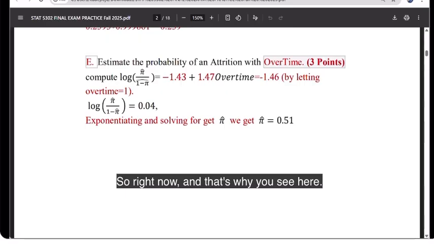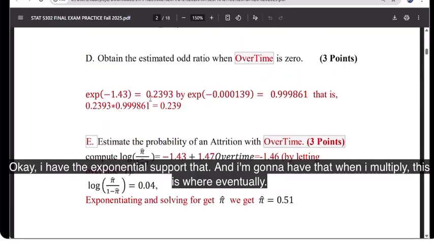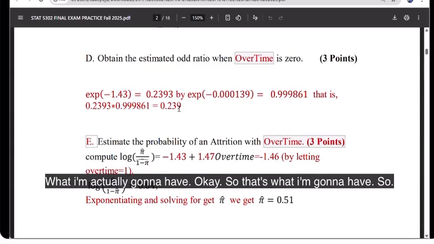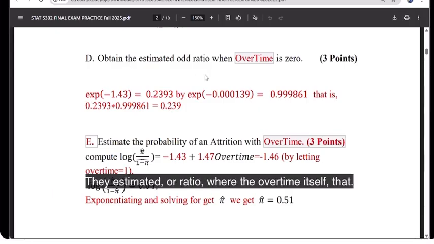So right now, that's why you see here I have the exponential raised to the power of that, and I'm going to have that when I multiply. This is what I'm eventually going to have. So that's the estimated odd ratio when the overtime is that. Then we can also find the probability.